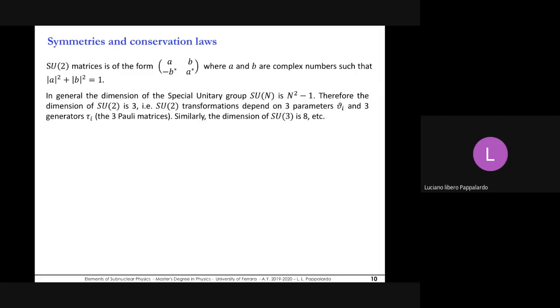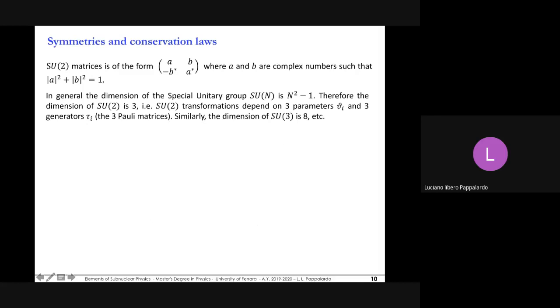How can we generalize this? In general, the dimension of a special unitary group, SU(N), is given by N squared minus 1. So for the case of SU(2), N is equal to 2. 2 squared gives 4, minus 1 gives us 3. Okay? And in fact, SU(2) transformations depend on 3 parameters, theta_i, and 3 generators, which are the 3 Pauli matrices.